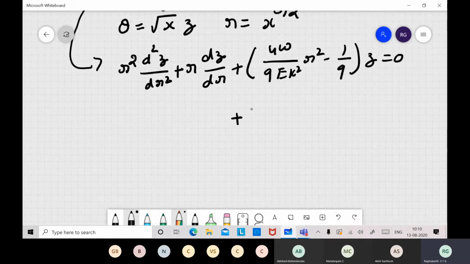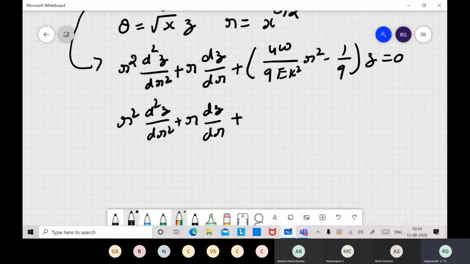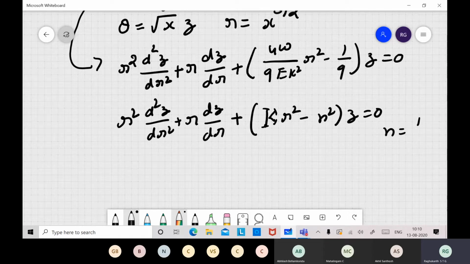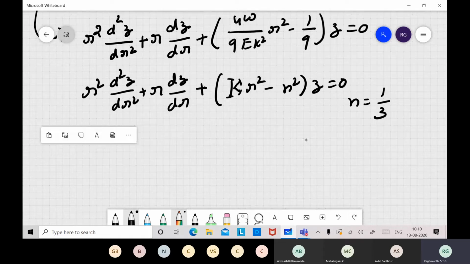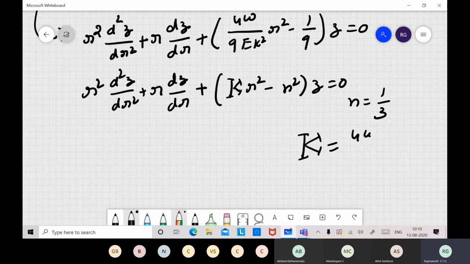So if you remember this equation, r square d square z by dr square plus r dz by dr. Now, if you denote this expression as some kappa, then kappa square r square minus n square into z is equal to 0, where n is equal to 1 by 3 and your kappa term is 4 times w by 9e, kappa square.